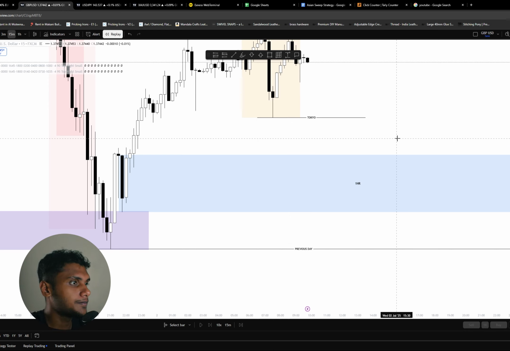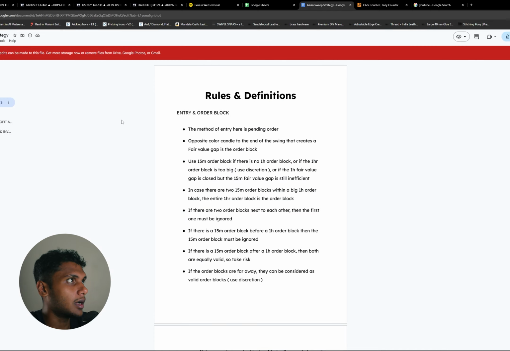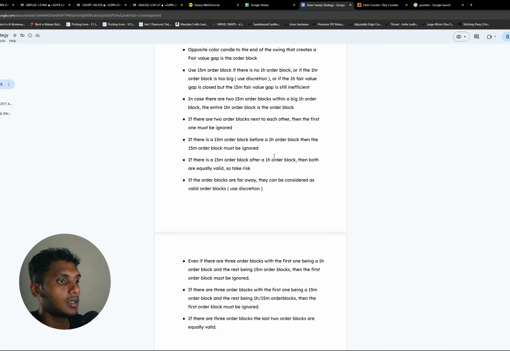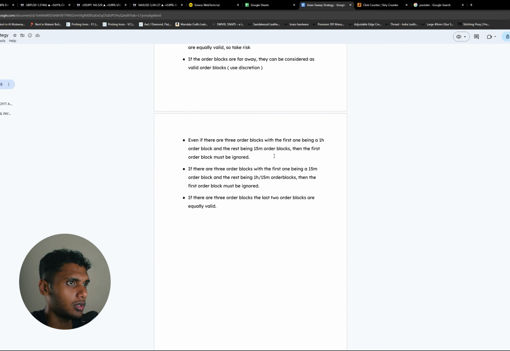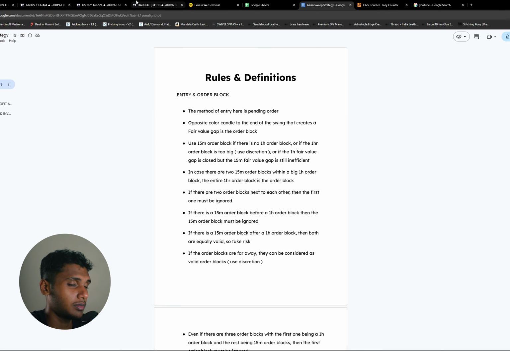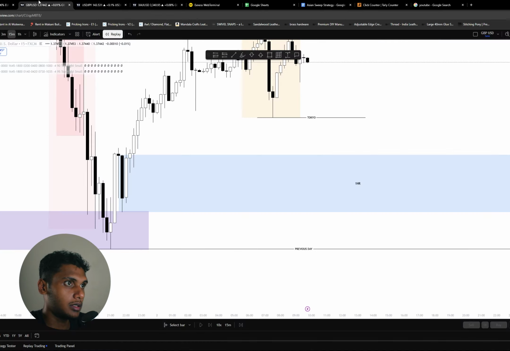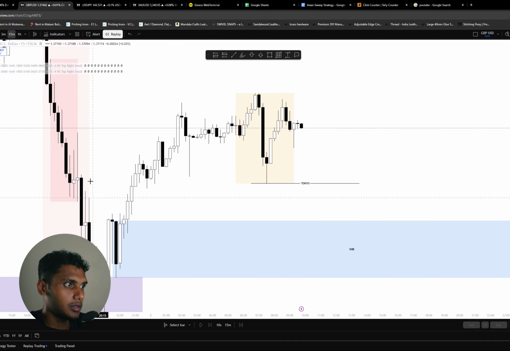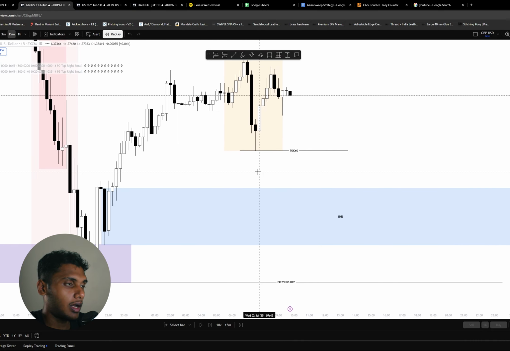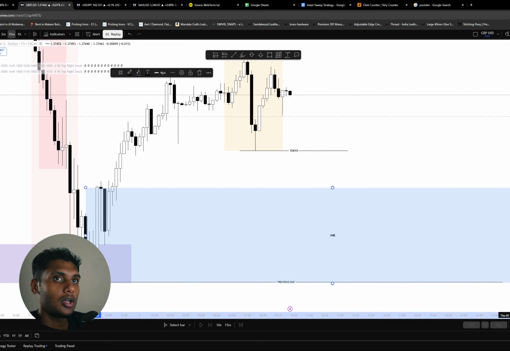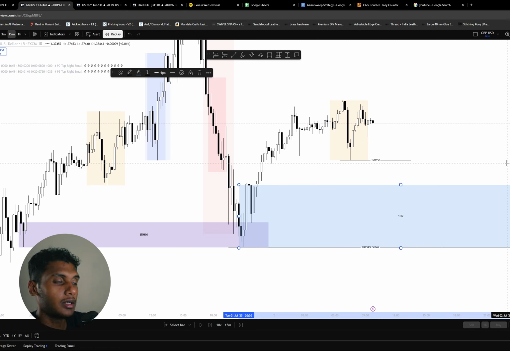But the issue is, let me see if I have marked it here. Okay, I have not written down the rule, but there was a rule that if there is a 15 minute order block within a 1 hour order block, but it's not at the end of the 1 hour order block, so let's say the 15 minute order block is in between, like this, not at the end, then you'll have to take it till the end, and that is still very, very big.